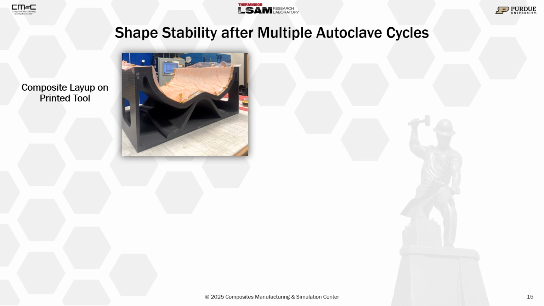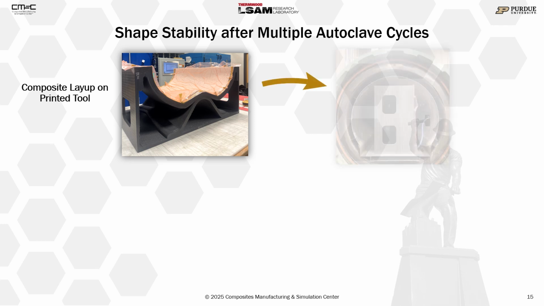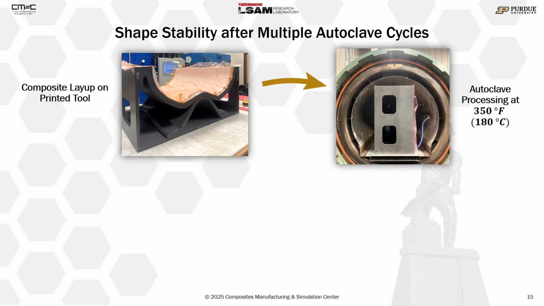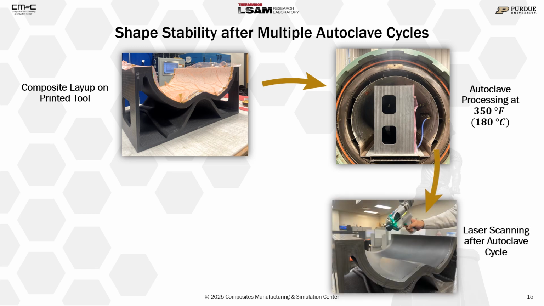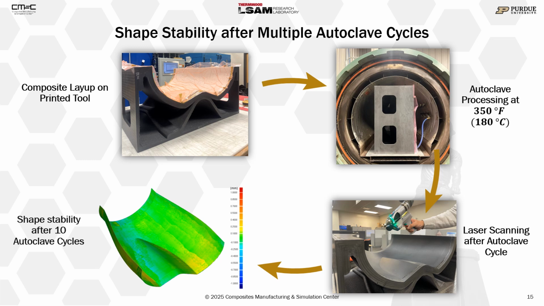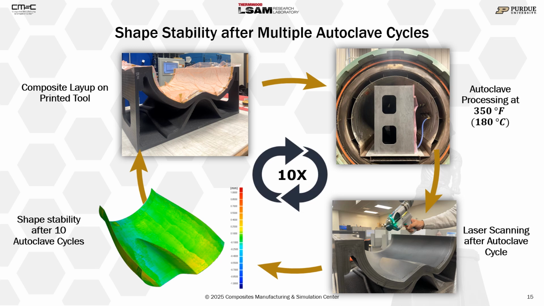We also investigated the shape stability of the printed tool after multiple autoclave cycles. You can see here the layup that was made on the printed tool after the tool was in an autoclave cycle at 350 F or 180 Celsius and 80 psi. Then after the autoclave cycle, both the part and the tool were laser scanned. And then we investigated the shape stability of the tool after multiple cycles, specifically after 10 cycles.